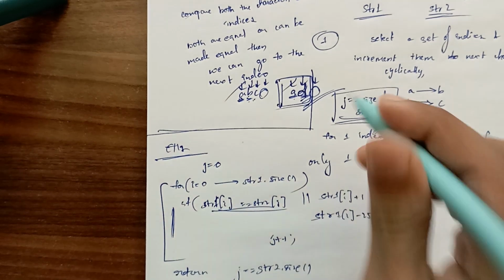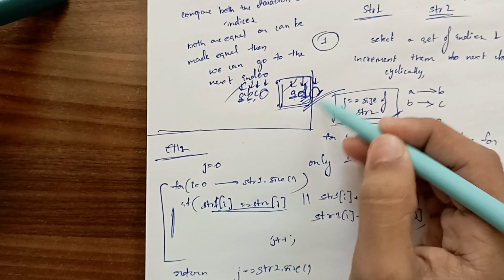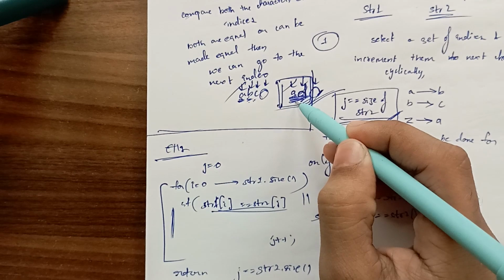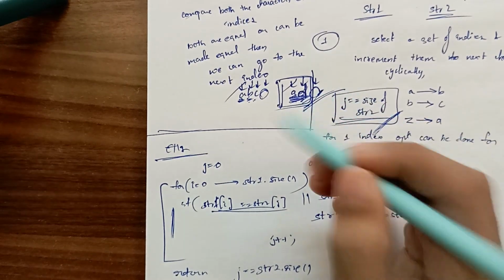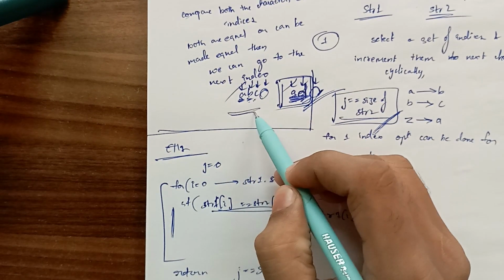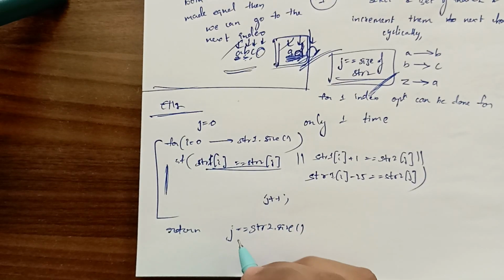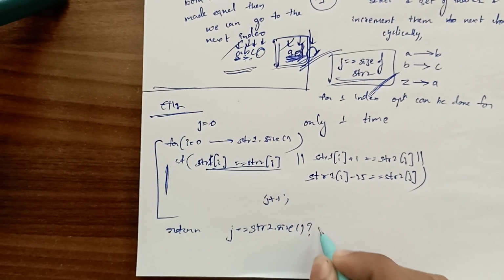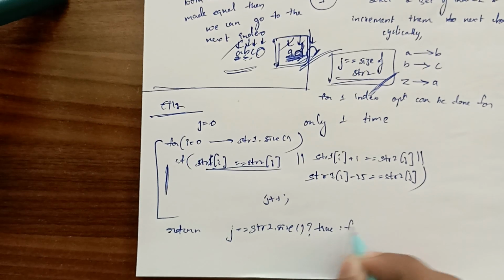That means we got to here. That means all these characters have successfully been made a subsequence of string 1. So if J is equal to string 2 dot size, then we will be returning true, else false.